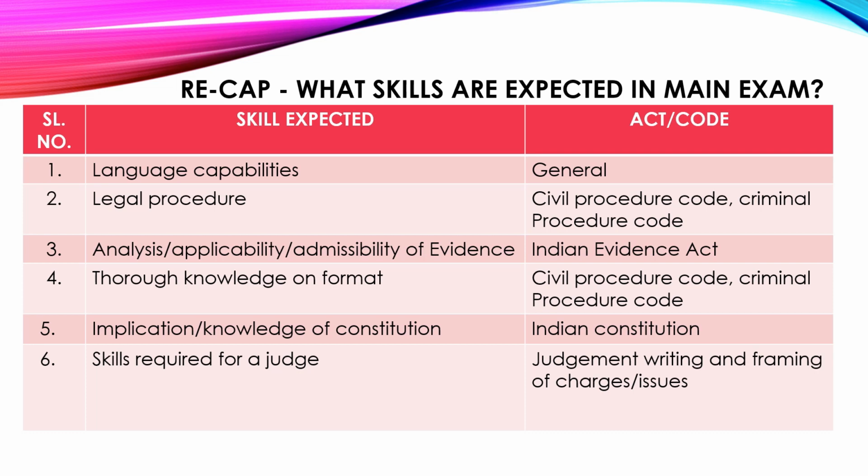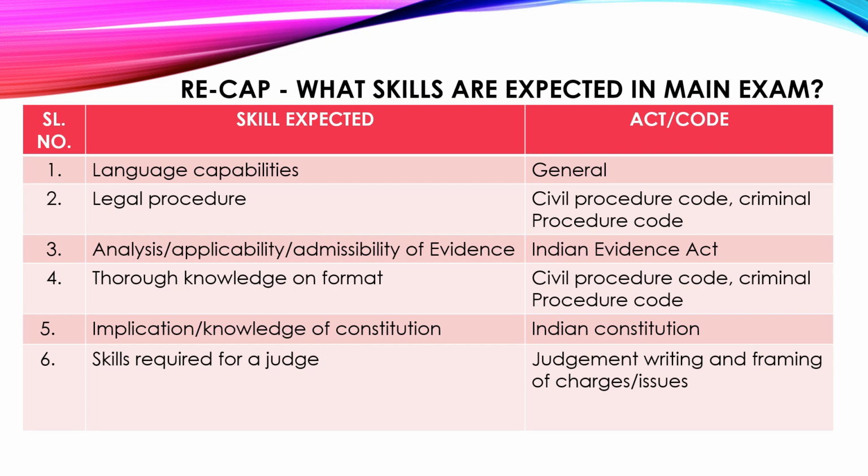Next is the legal procedures. As you all know that there are 2 major codes which provide legal procedures. So they expect the judicial aspirant to have thorough knowledge of civil procedure code and criminal procedure code. As you all know, a person who has been selected could be posted either as a civil judge or as a magistrate, depending upon the situation and circumstances. So it is very much essential that you should have equal knowledge in civil as well as in criminal procedures.